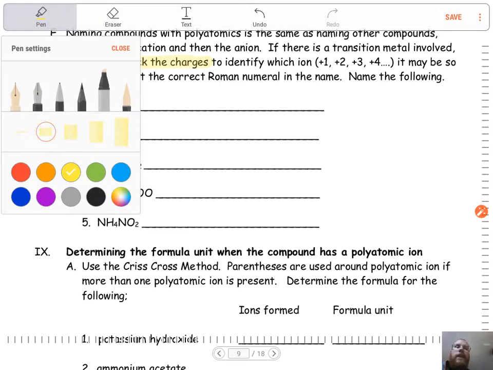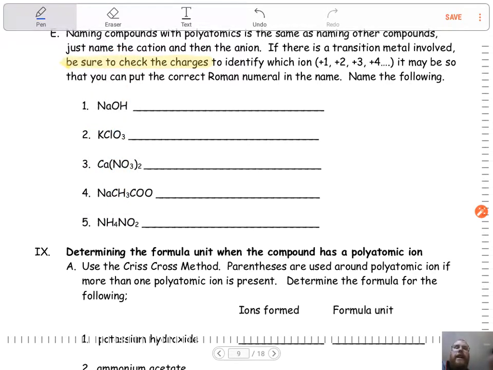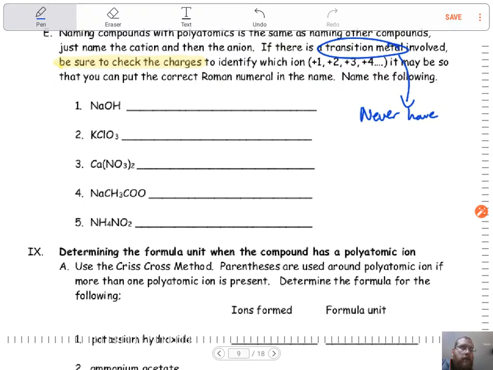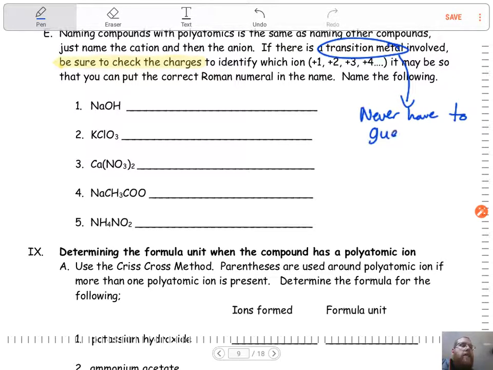Now, one thing I realized as I made this packet is that I didn't give you guys a lot of practice. It'll be something we can do. I can give you an extra sheet to practice figuring out the charges, but you have your reference tables. You can figure it out. The thing you want to remember with your charges for your transition metals is that you may have to figure it out, and you should never have to guess. Never have to guess the charge.